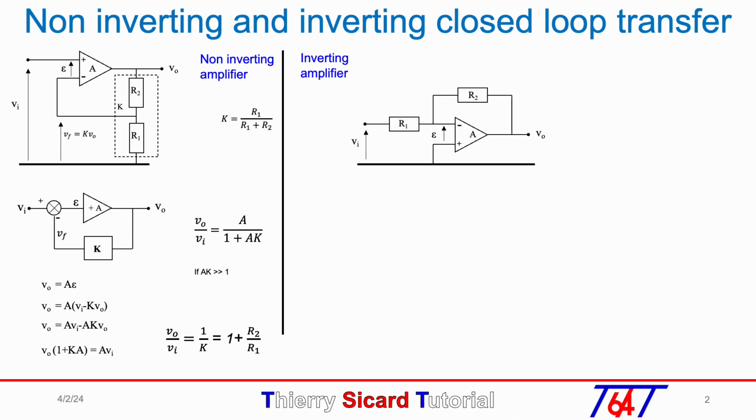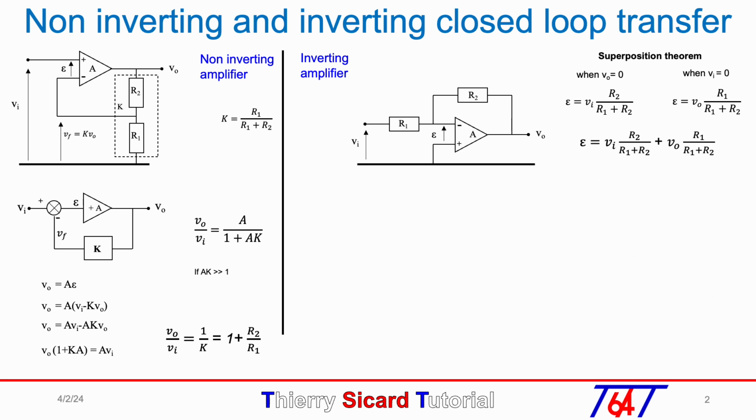Now we will do the same analysis with the inverting amplifier. As the error input epsilon is function of Vin and Vout, we need to use the superposition theorem. When Vout equals 0, epsilon equal Vin times R2 over R1 plus R2. But when Vin equals 0, epsilon equal Vout times R1 divided by R1 plus R2. So the error voltage epsilon is function of Vin and Vout.